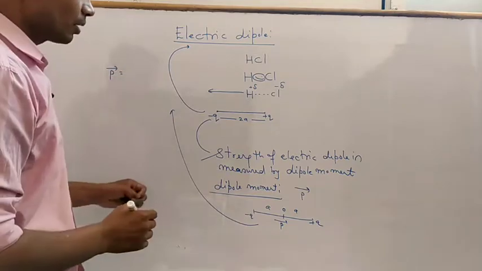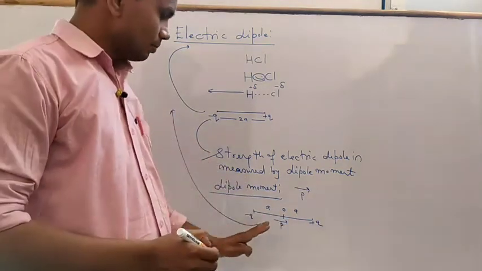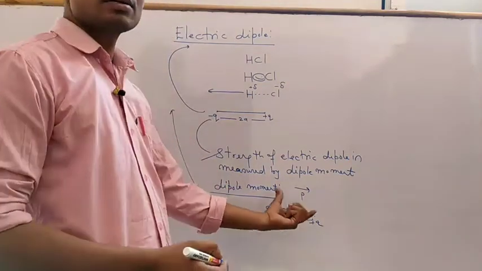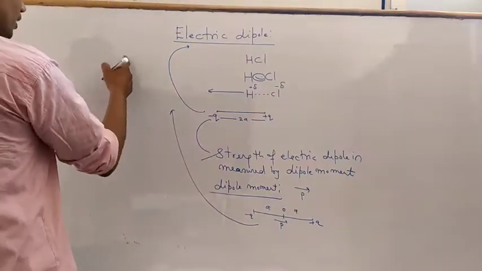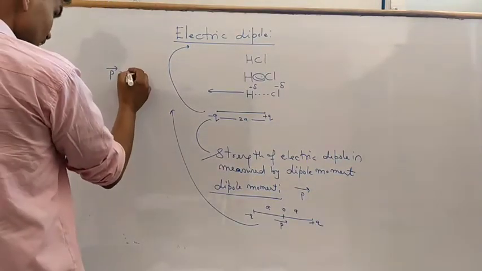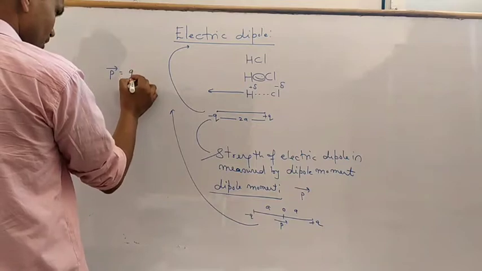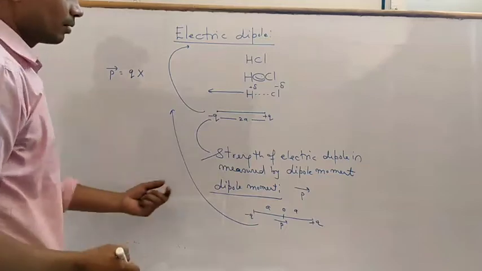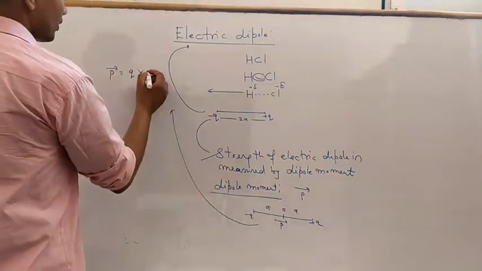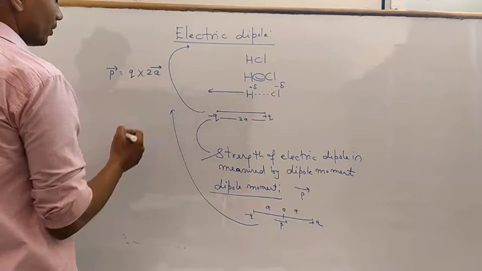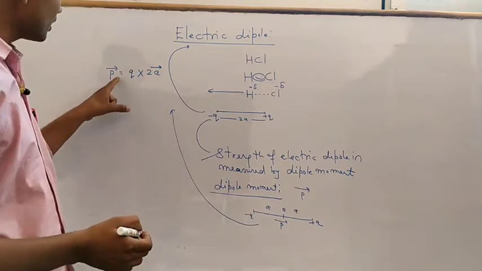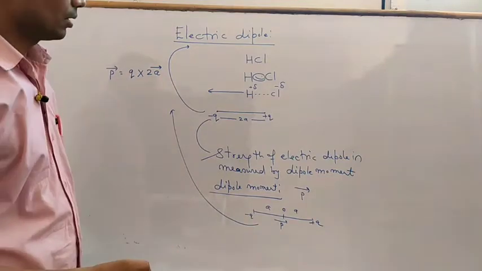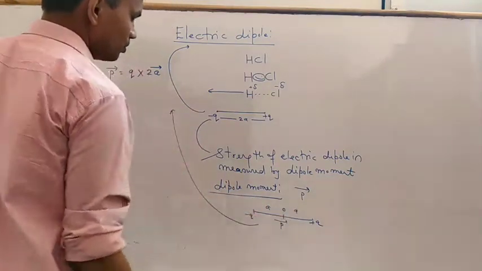It is equal to the product of the magnitude of either charge. Suppose this is the minus q charge or the plus q charge, you have to take the magnitude, so we get a positive value. So the electric dipole moment is defined numerically as the product of the magnitude of either charge and their separation, the vector 2a. It is a vector because charge is a scalar quantity, so the 2a distance is from minus q to plus q.